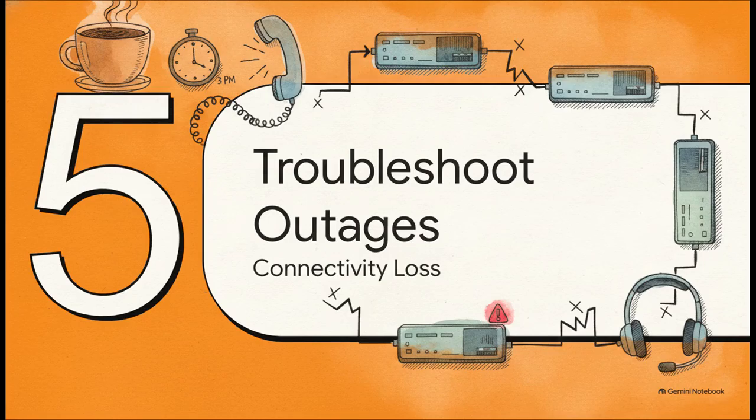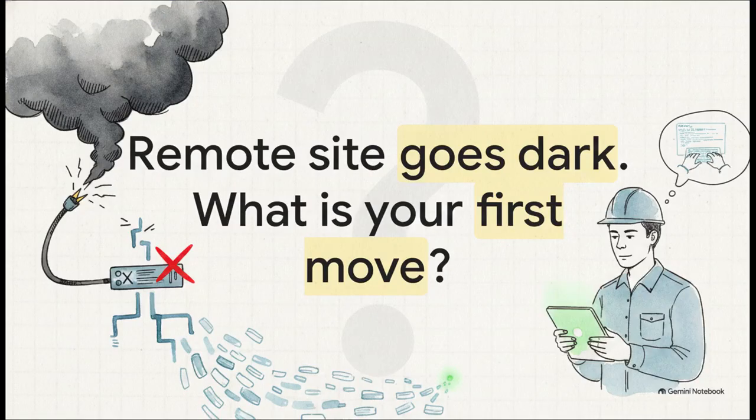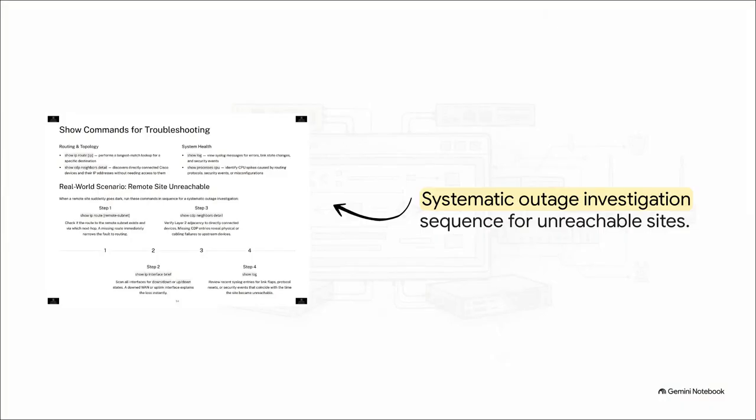Section 5. Troubleshooting network outages. Okay, so panic naturally sets in when a remote network completely drops off the map. But as an engineer, you've got to stay calm. What is the very first command you run to isolate that fault? Instead of just guessing, follow a systematic map. Step 1. Check the route with show ip route. Step 2, verify your interface states with show ip int brief. Step 3, confirm layer 2 adjacency using show cdp neighbors detail. And finally, step 4, review the logs for any link flaps or security events. Using this systematic approach narrows down the problem almost instantly.